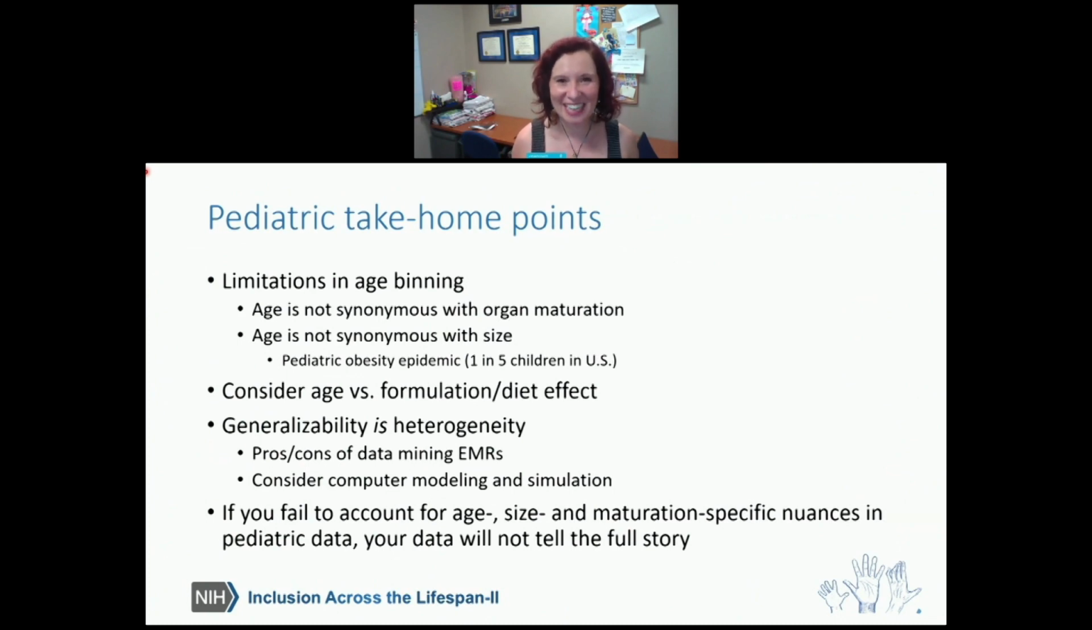Generalizability is heterogeneity, meaning you have to include a wide variety of children to represent the entire spectrum of the patient population the drug is being designed for. And if you fail to account for age, size, and maturation-specific nuances in pediatric data, your data will not tell the full story.